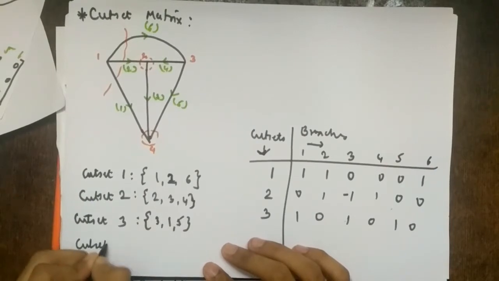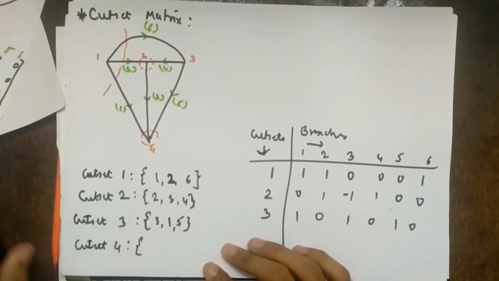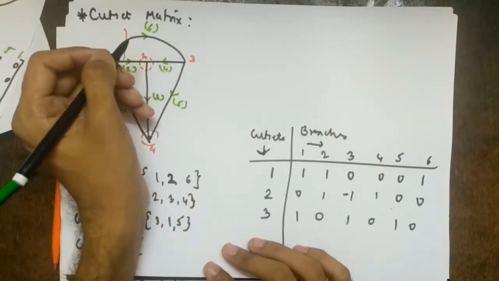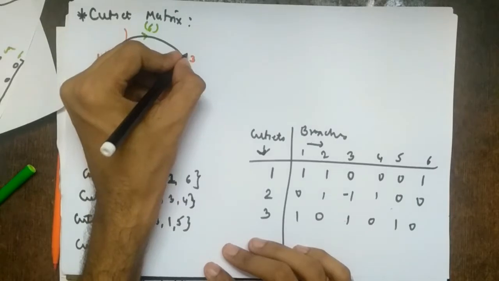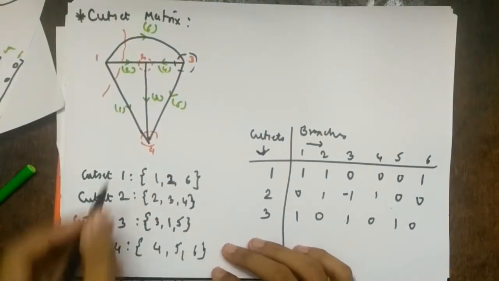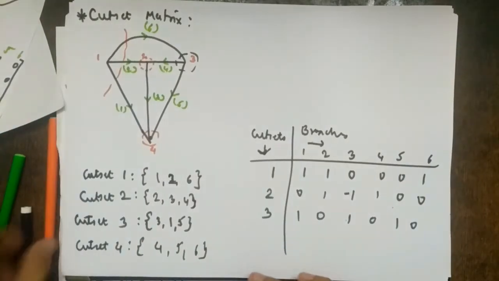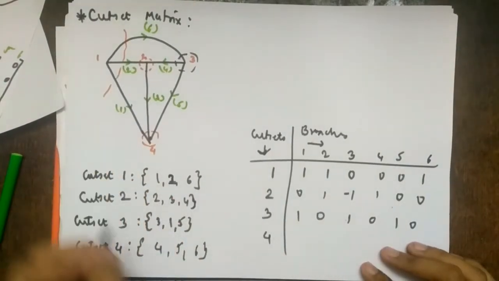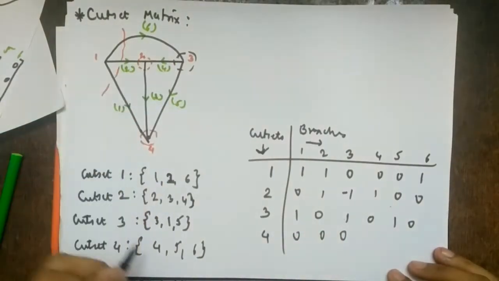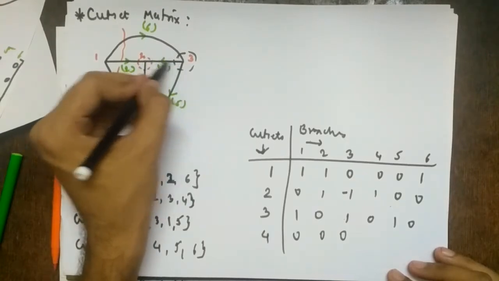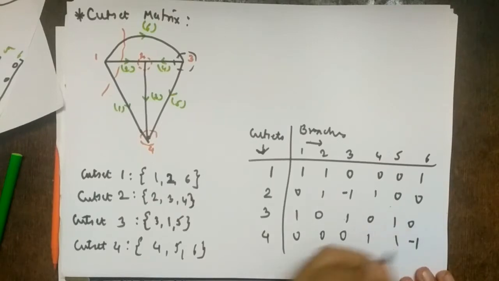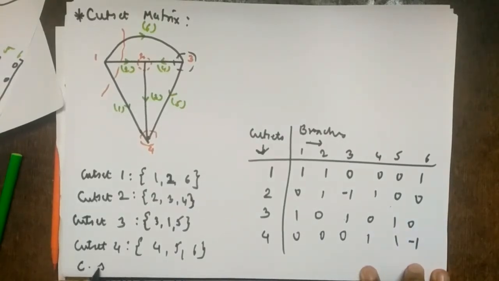Similarly cut set 4. So branch 4, right? This one is already done, so this is remaining. So it will be 4, 5, 6. So first write zeros. So cut set 4: 4, 5, 6. So 1, 2, 3 are 0. Branch 4 gives my orientation away from the node. So 4 and 5 are away. So this is 1. This is what? Minus 1, right?